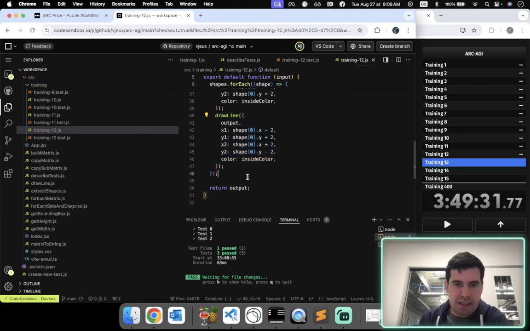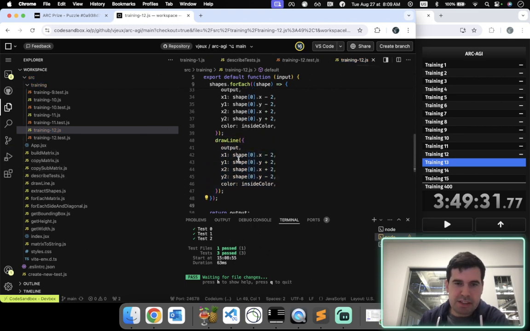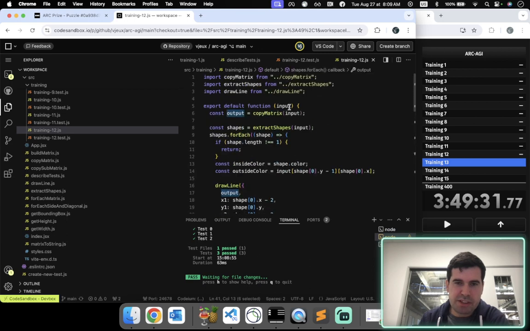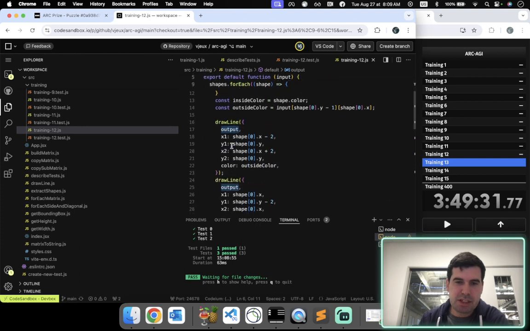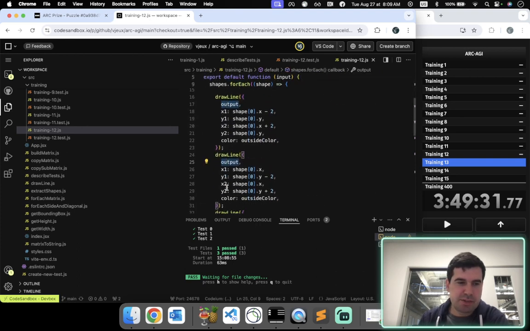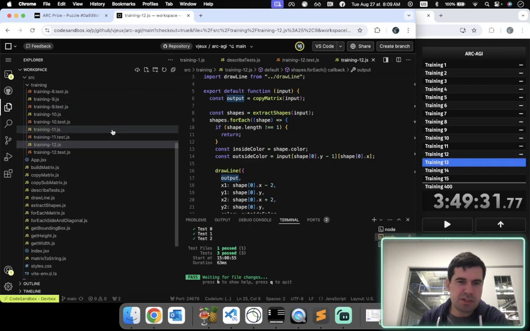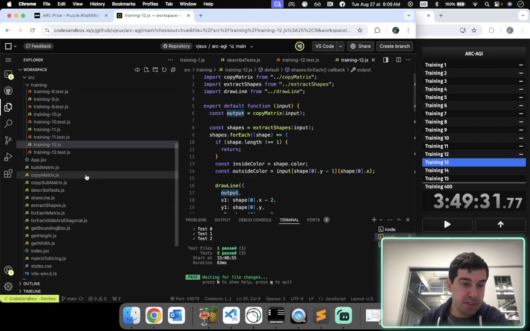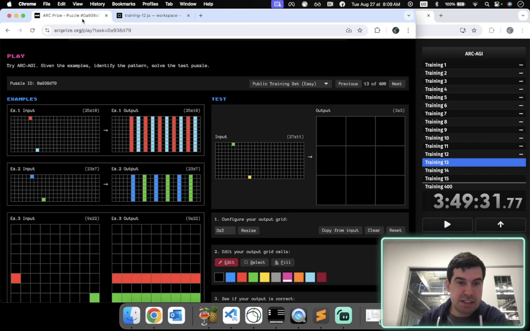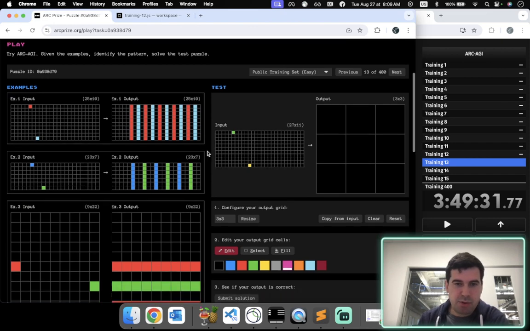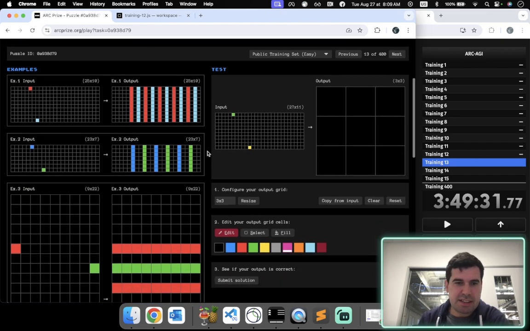Also, I renamed all of the results into the output variable. So this was input, output, and then draw line I don't need to care about. And also I cleaned up some imports that were unused. But anyway, that's all the preamble. So let's get started coding.